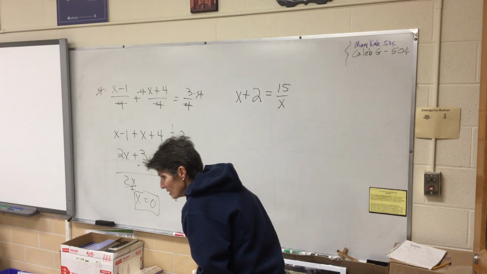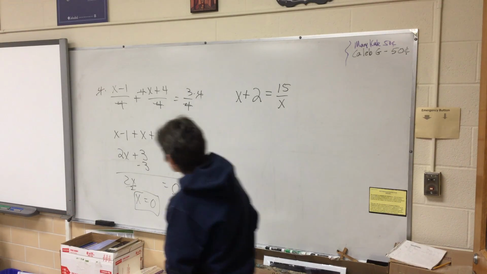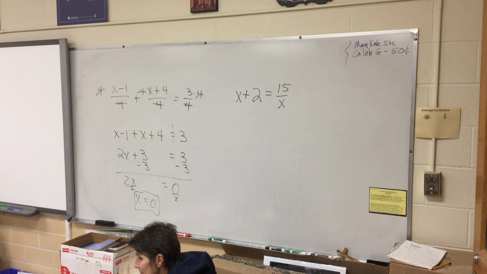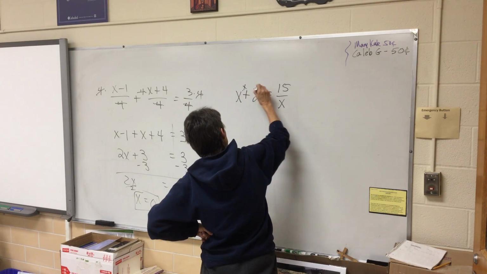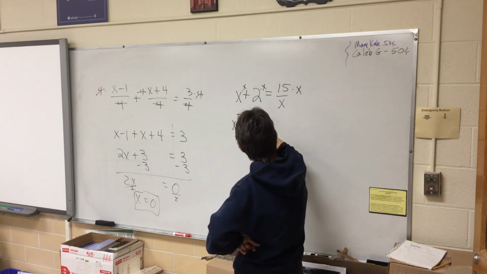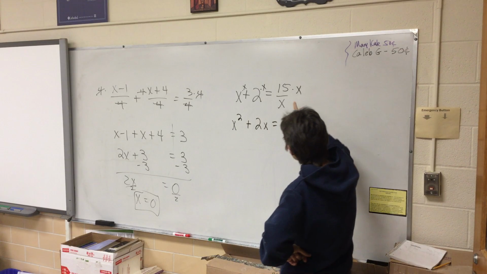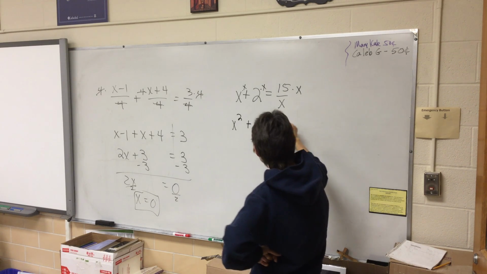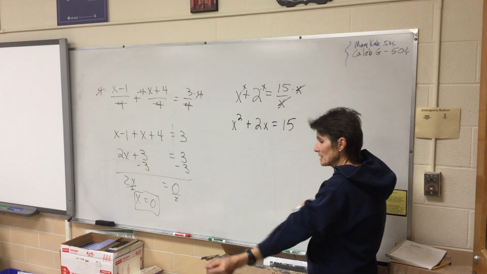Let's look at this one. Now again, don't make this harder than it is. I think you already know how to do this problem. What would be your thought? Multiply by x? Yes, indeed. So we're going to multiply everything by x. Now, this is, of course, x squared. This is 2x. What is this over here? You're multiplying by x. So what does this become? 15. That's just 15. These cancel. That's why you did it.